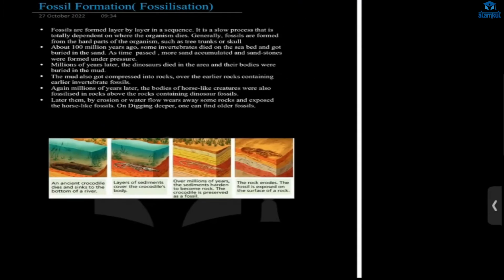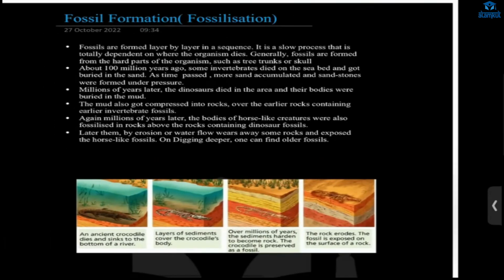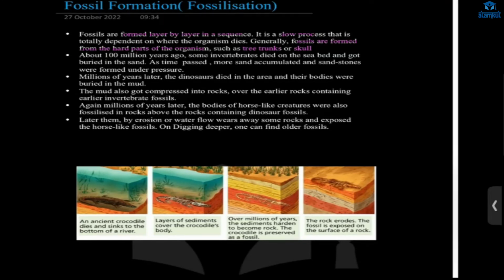Now, how do fossils form? Fossils are found layer by layer in sequence. It is a very slow process, okay? And it will depend on where the organism is dying. Generally, fossils are formed from hard parts of the organism, such as tree trunks or skulls, not soft parts. Soft parts will get decomposed easily. So hard parts are the main thing. See, how does this happen?